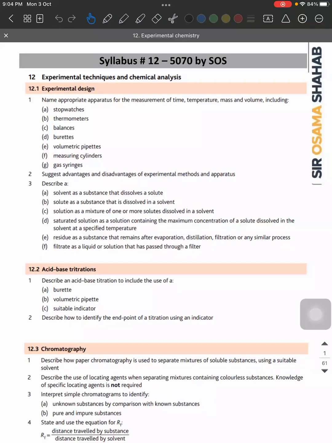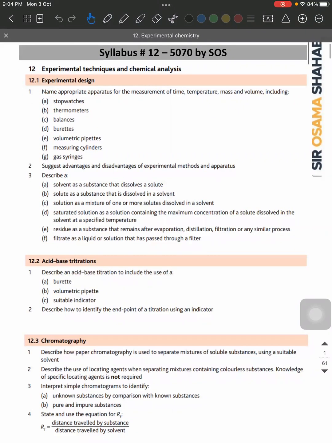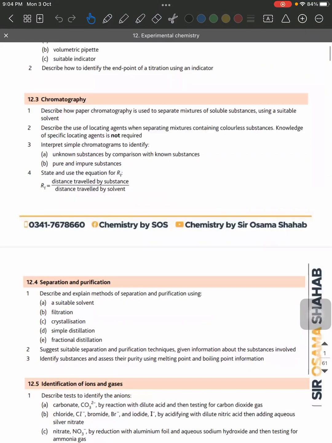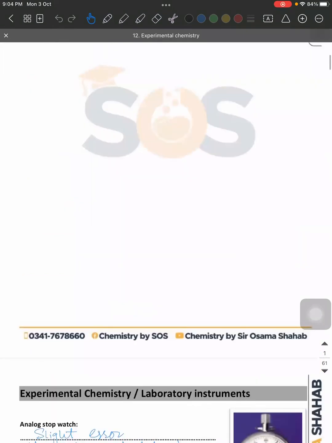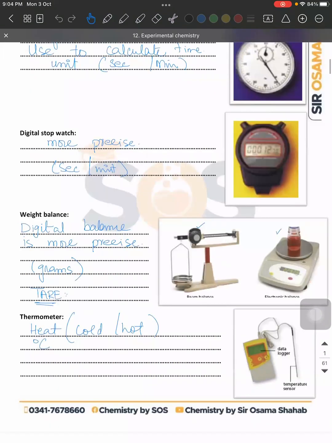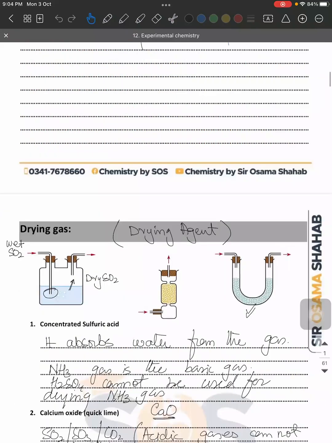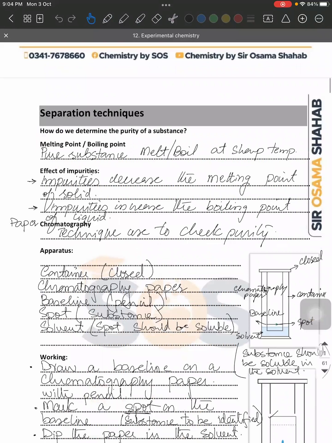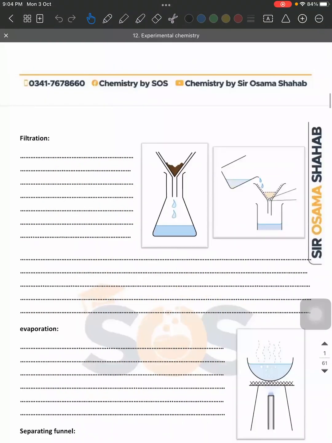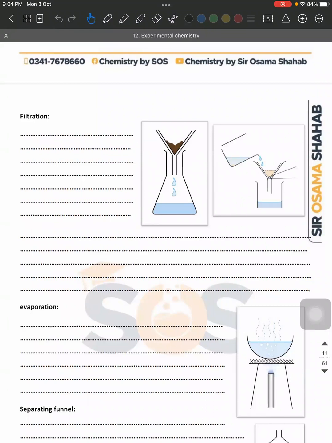Okay. So we were talking about experimental chemistry and separation techniques in the last 2 or 3 classes, and we are going to proceed with that again today. We just completed the collection methods of gases, drying methods of gases, and then we talked about chromatography and distillation as well. Now a few things remain that we need to discuss in today's class.